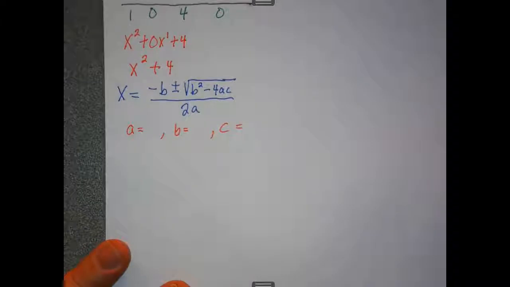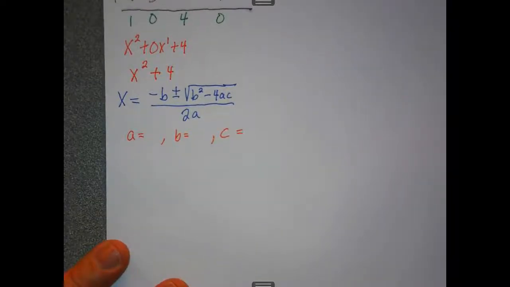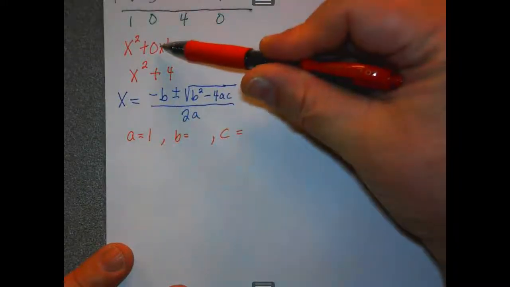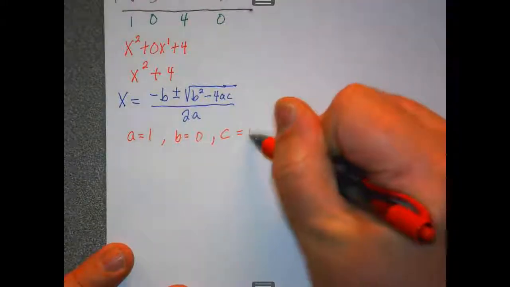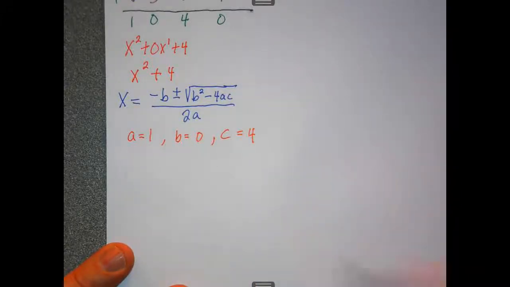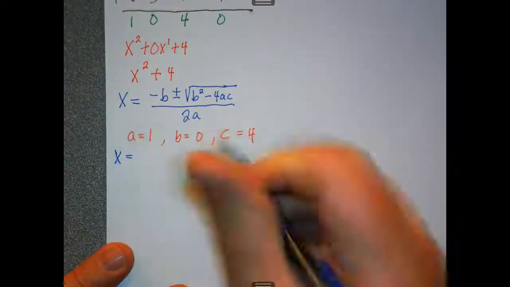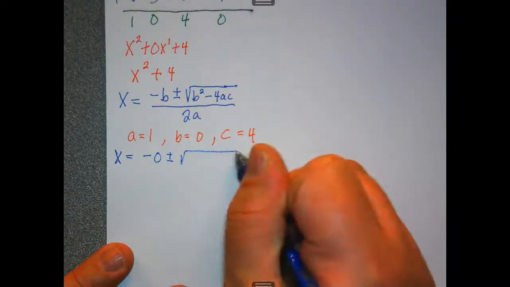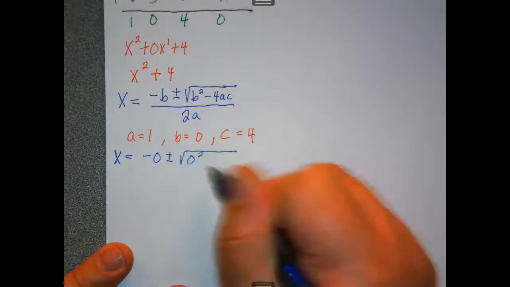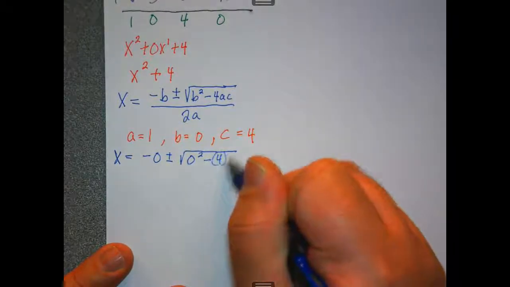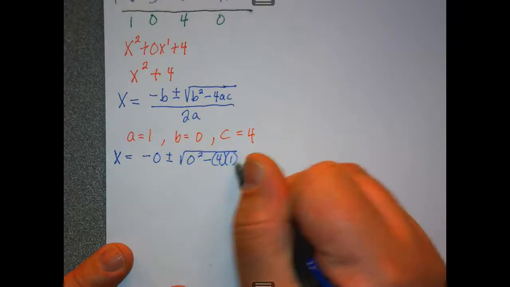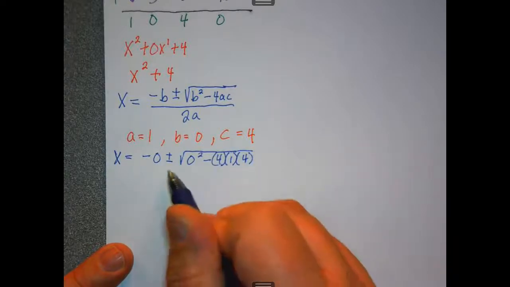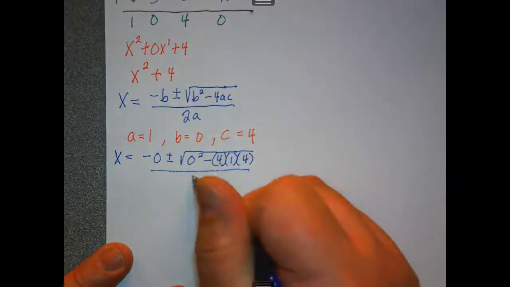What's my A? 1. What's my B? 0. What's my C? Okay, so x equals negative 0 plus or minus the square root of 0 squared minus 4 times A, which is 1, times C, which is 4, all over 2 times A.